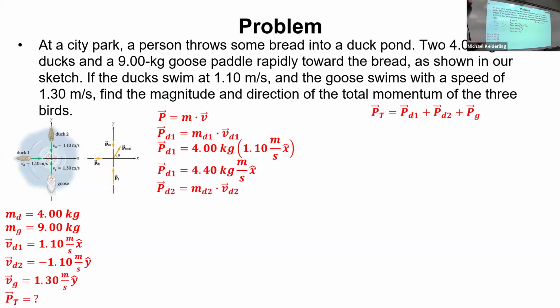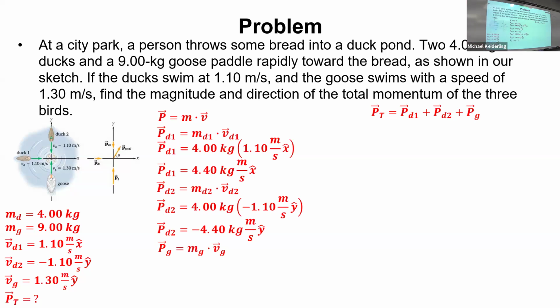For duck 2, mass is 4 kilograms. Velocity is minus 1.1 meters per second in the y direction. So minus 4.4 kilogram meters per second in the y direction. And then for the goose, mass of the goose times velocity of the goose. The mass of the goose is 9 kilograms. The velocity of the goose is 1.3 meters per second in the y direction, positive. So that comes out to 11.7 kilogram meters per second.